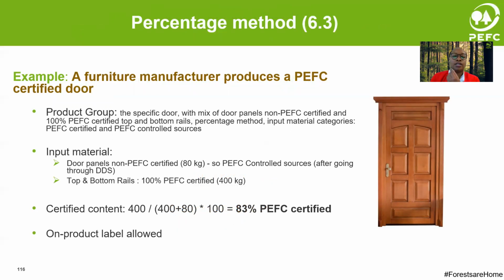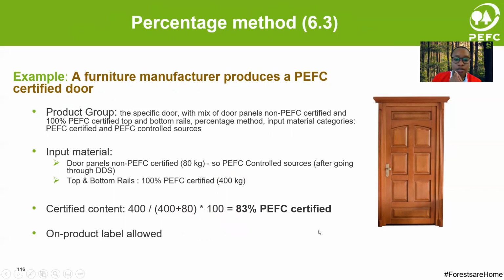So this is a short example to demonstrate how to apply the percentage formula that I've shown you before. Let's assume that a furniture manufacturer is producing a PFC certified door. For this door, you start defining the product group by identifying the door. So you have the specific door.